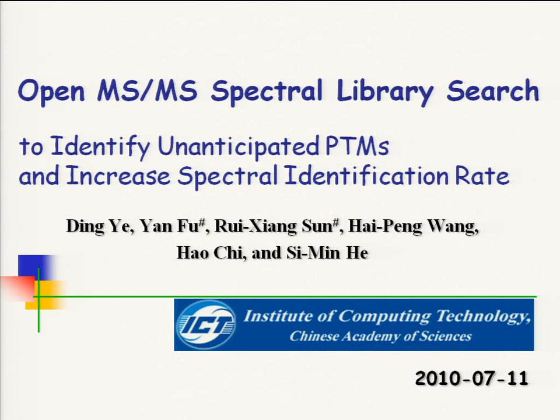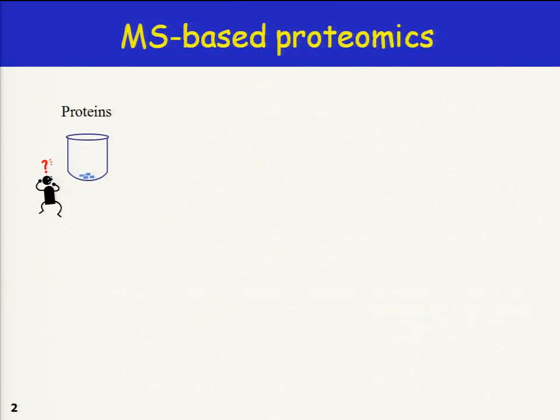Introduction. Building on computer technology and research in mass spectrometry based proteomics, along with mass spectral libraries anticipated, the increase in spectral identifications makes a big difference in mass spectrometry proteomics.